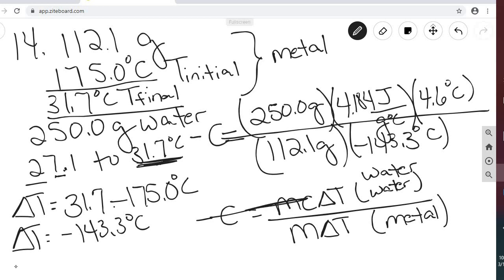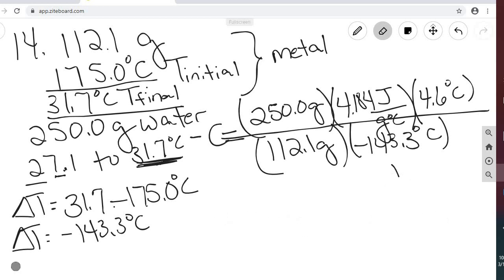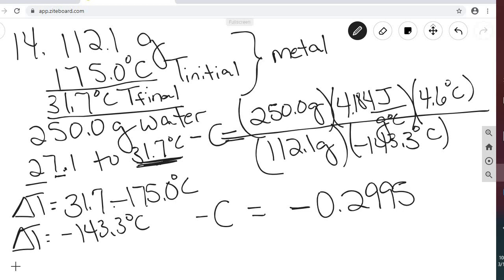Okay, so I'm just going to go ahead and erase this so we have them down here. Just do the calculation. So negative C is equal to, so we have all positives on the top and we have one negative on the bottom, so our answer is going to be negative. And what you will get is that negative C is equal to negative 0.2995. And if we look at units, these grams will cancel. These degrees C will cancel. So you're going to be left with joules over grams degrees C. And that's the units that we use for a specific heat. So it's going to be joules over grams degrees C.